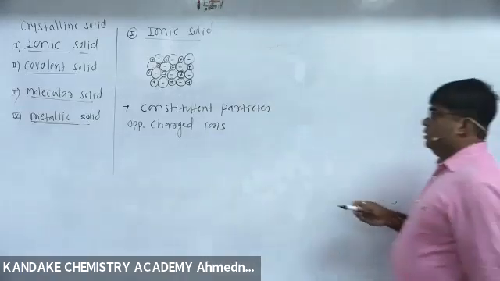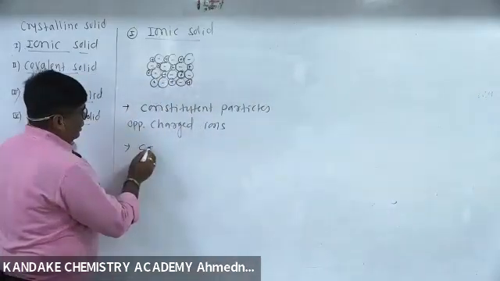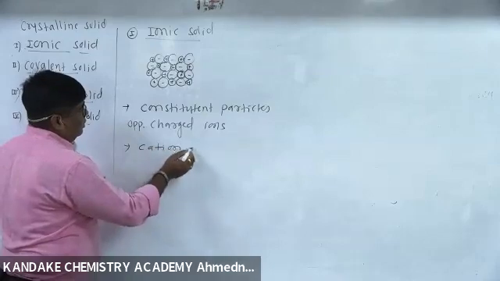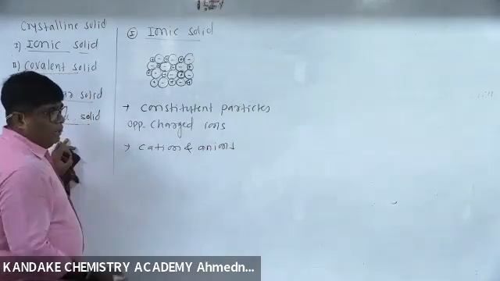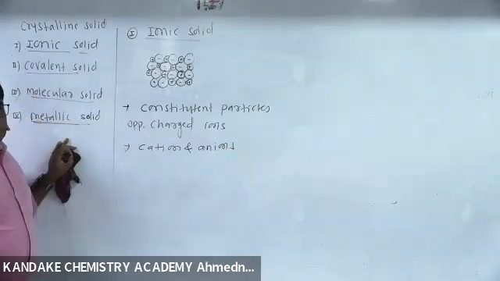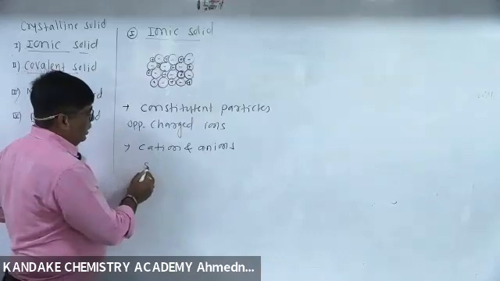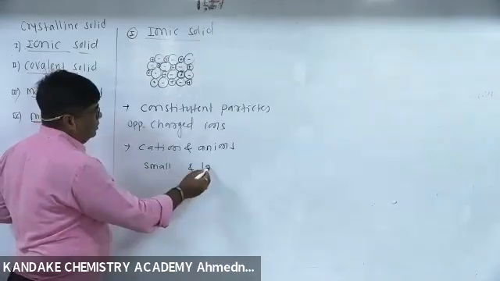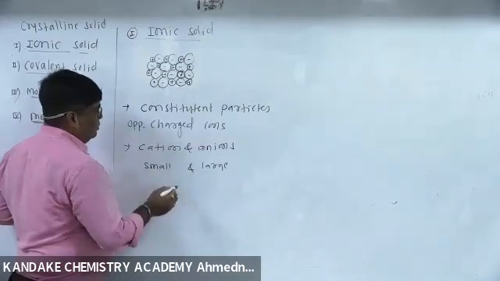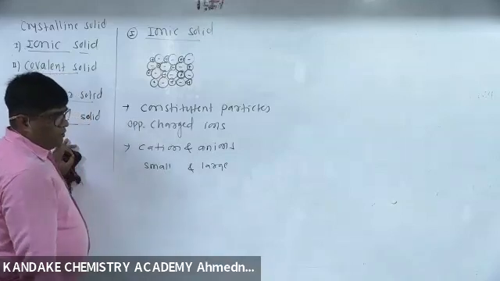Which are the oppositely charged ions? That is the cations and anions. And in general, in case of ionic solid, it consists of small cations and large anions. So small cations and large anions are alternately placed to each other.